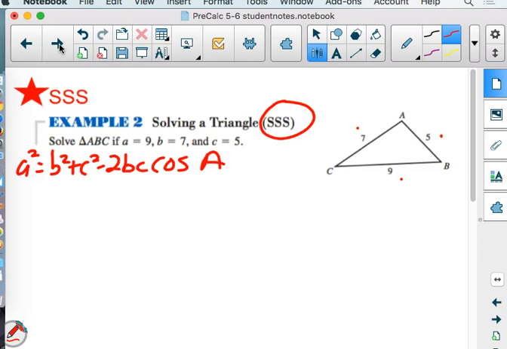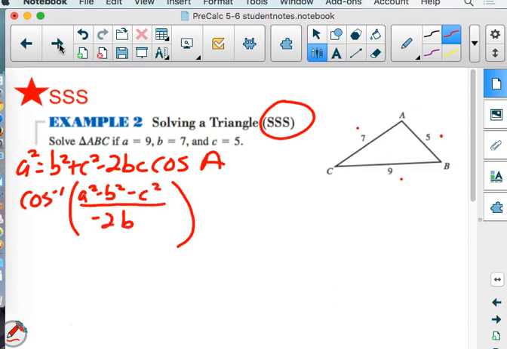So little a squared equals little b squared plus little c squared minus 2bc cosine capital A. All right, I've got to find the angles, so I better rebuild this formula. Let's move everything over, and knowing we're going to have to do inverse cosine, we'll have a squared minus b squared minus c squared, divided by negative 2bc. Then the inverse cosine of that will get us the measure. So we're just manipulating the formula. Again, in Algebra 2, that was called a literal equation.